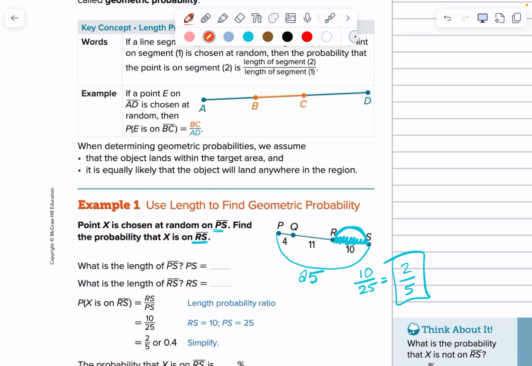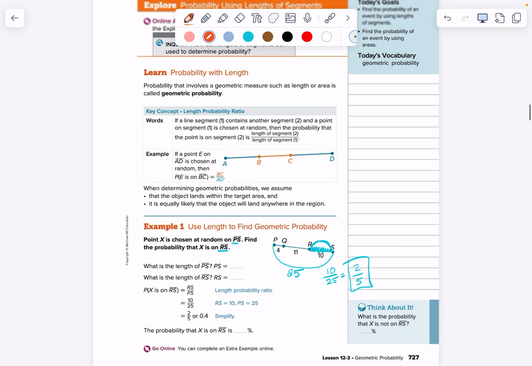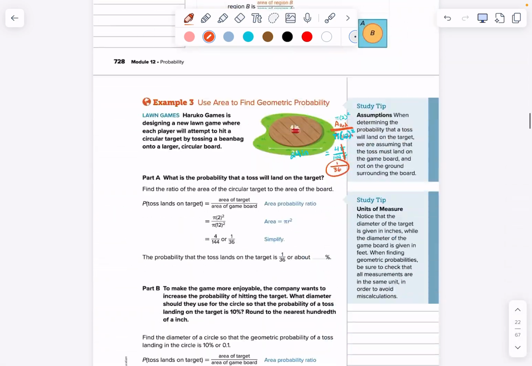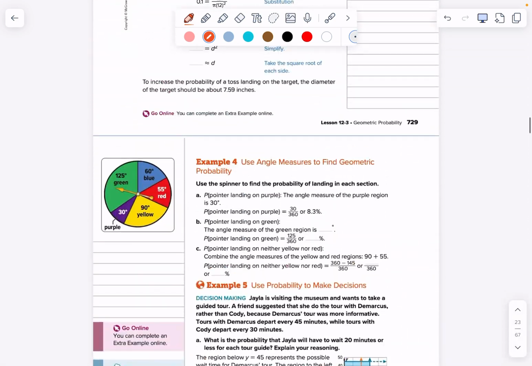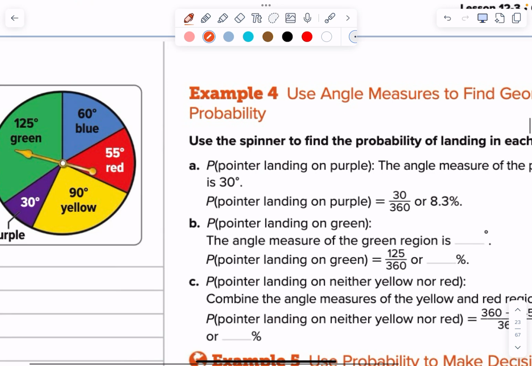Factor that in. No. Don't make it that hard. I get what you're saying. Don't listen to Jacob. He's trying to make it hard. Okay, go to example 4.